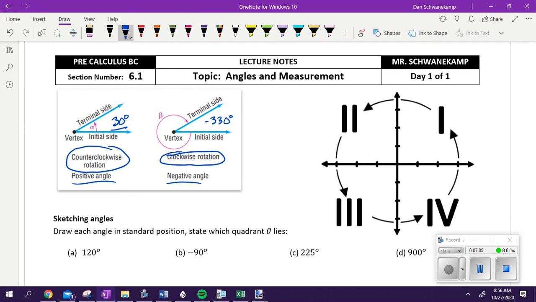Make sure you know quadrants 1, 2, 3, and 4. We've got to be able to know that. This is the first, the second, the third, and the fourth quadrant. That's something you should already know. We always put those in Roman numerals, so just be aware of that.